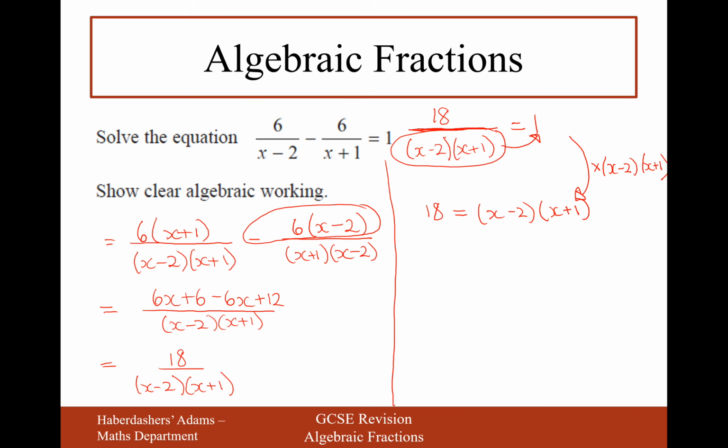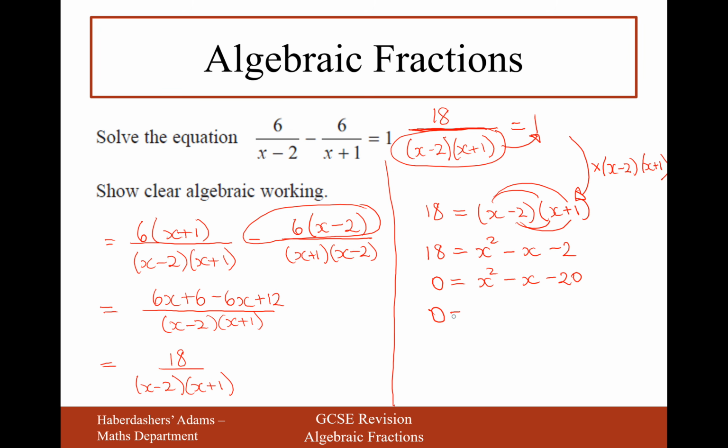Okay, so now we need to solve this equation. It's a quadratic equation, so we'll need to expand the brackets and move everything onto the same side. So it'll be x squared. I'm expanding the brackets now. x squared minus 2x plus another x, that would be minus x and minus 2. Let's now subtract 18 onto the right hand side, so it would be x squared minus x minus 20. And now we need to solve this quadratic equation here.